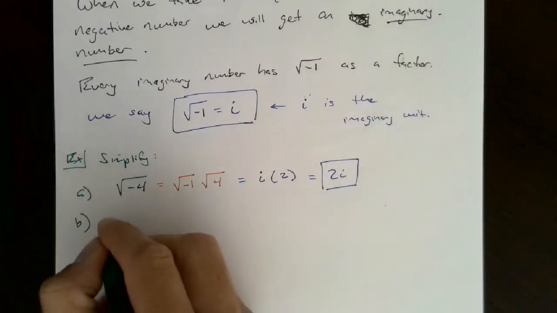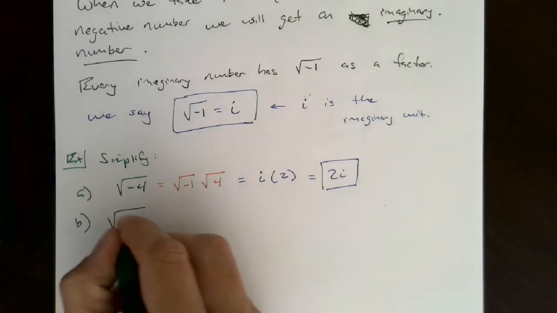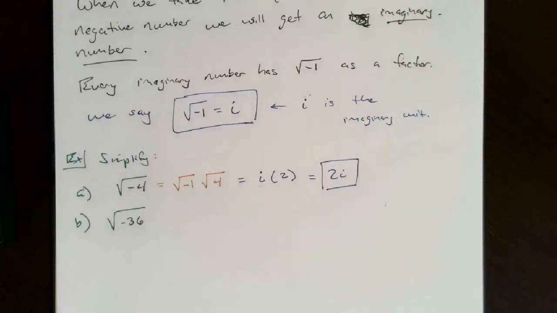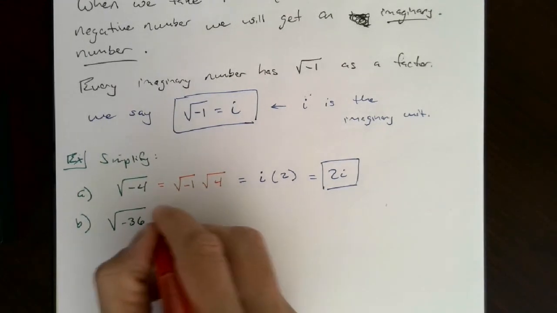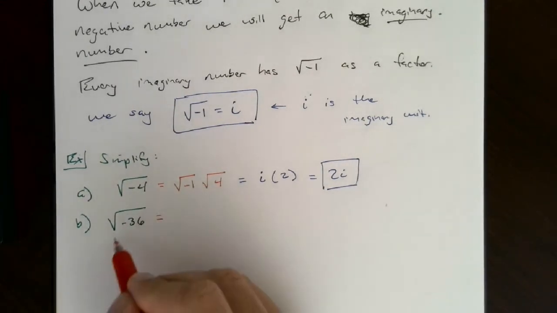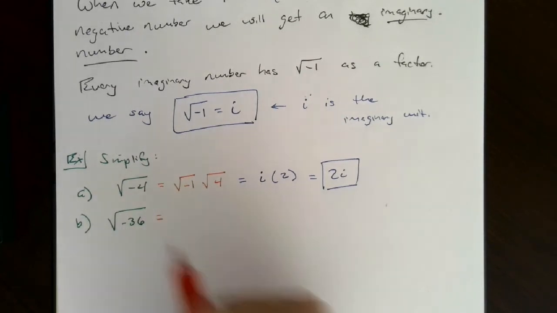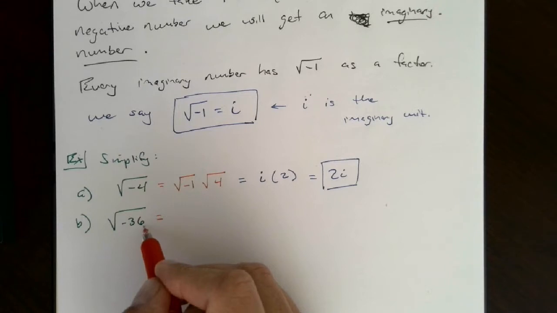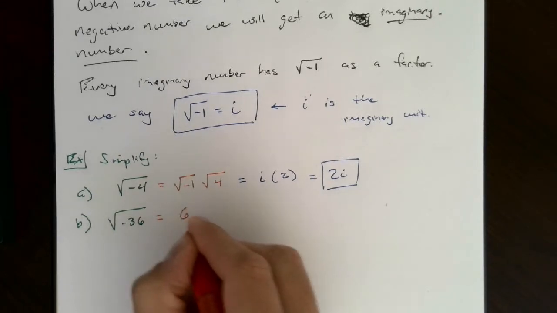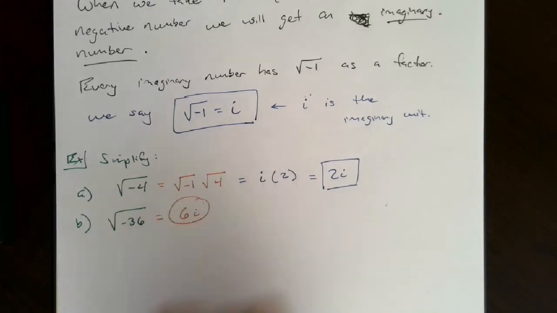So if I did another one, maybe the square root of negative 36, let's think about what that would be. Well, the square root of a negative tells you that there's going to be an I that you can factor out because it's the square root of negative 1. And then the square root of 36, well, that's 6. So the answer here is just going to be 6 times I, which is 6I.